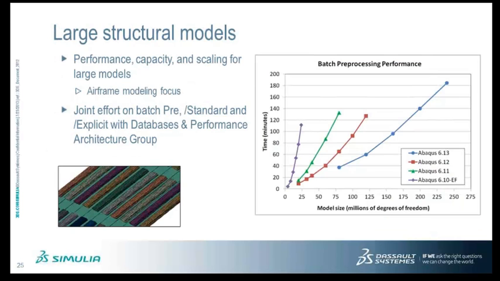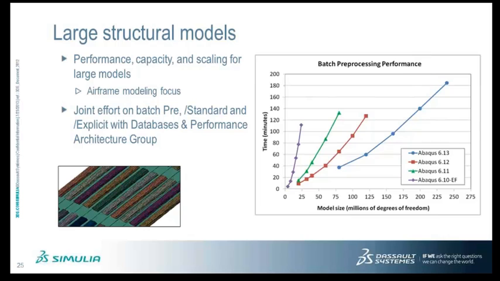Okay, the next thing is large structure models. Models keep on getting bigger, and so we've had an effort driven largely by airframe modeling, but this actually benefits many industries. And this is to improve the processing time for input file for our batch pre-processing. And so the graph here shows the pre-processing time for models of various size. So the purple line all the way on the right was pre-processing time for Abaqus 6.12 EF, and the blue line is the results now for Abaqus 6.13.